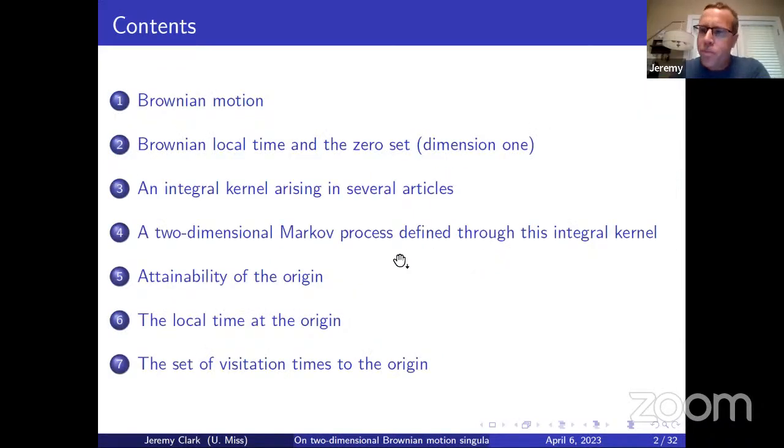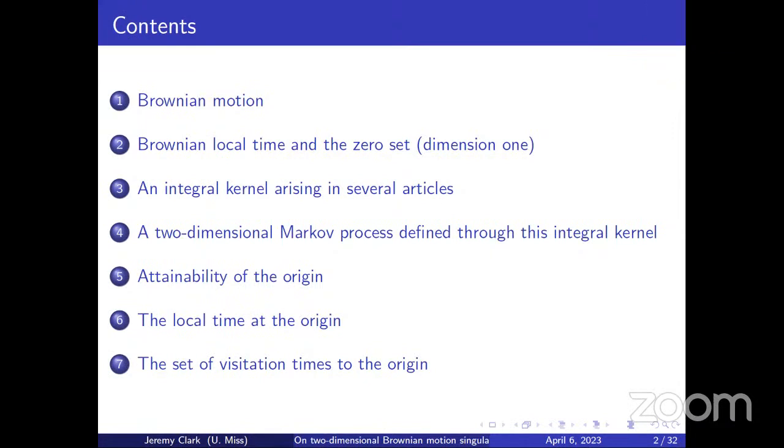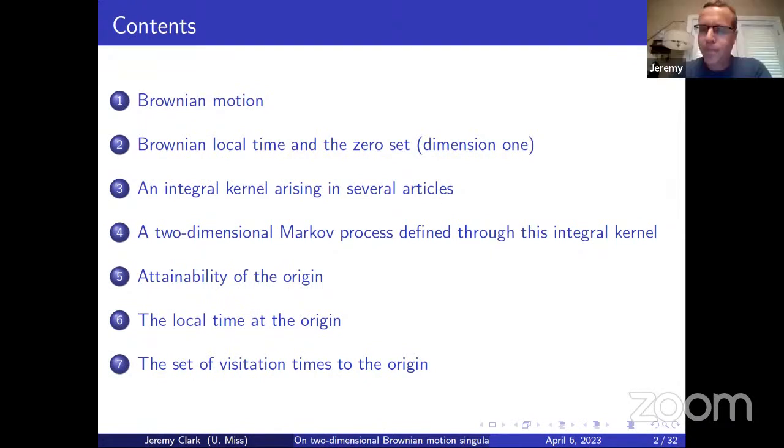Now, in the first part of the talk, I'm just going to review some basic things about Brownian motion, especially one-dimensional Brownian motion, with an emphasis on its local time, which is basically the time that it spends at a single point, a way of characterizing that.